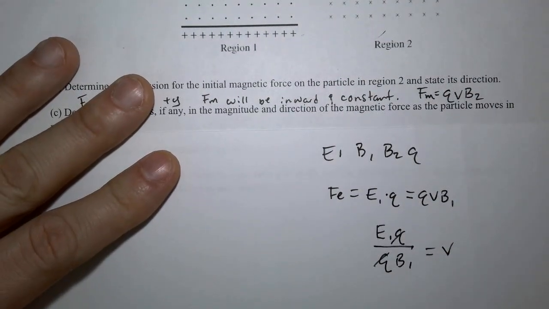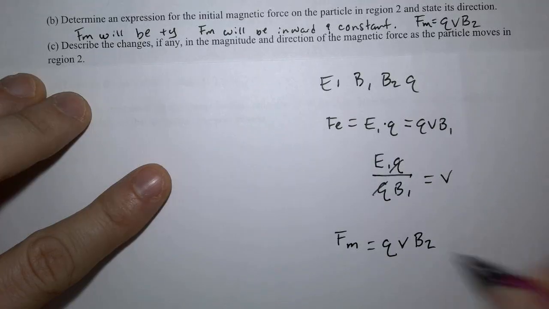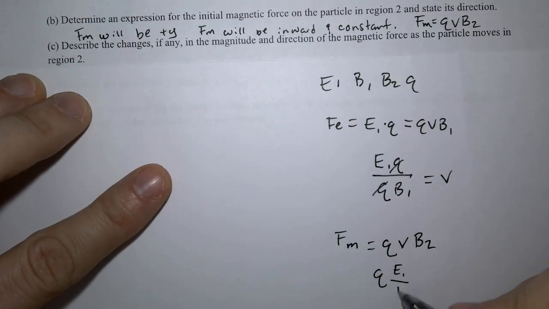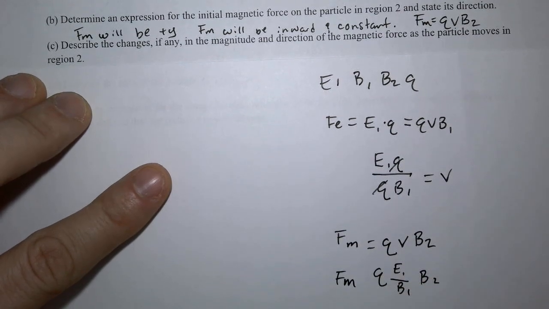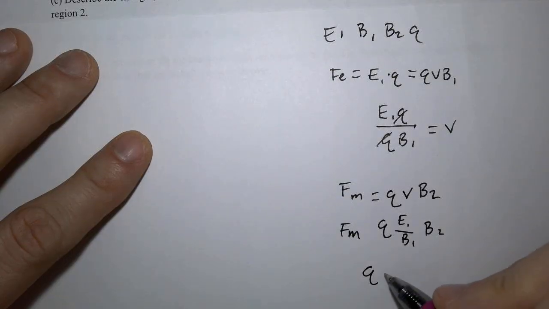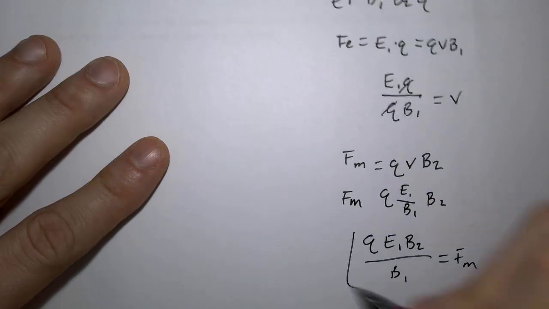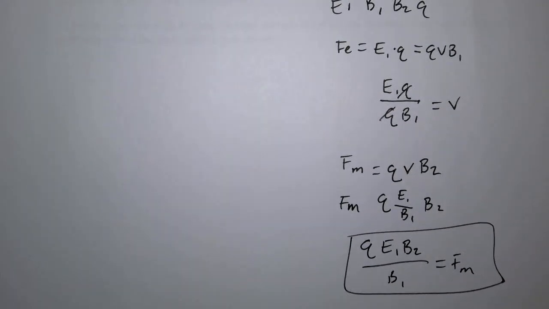The Q's are going to cancel. Our answer was originally force magnetic was equal to QVB2. Well, now I know my V is E1 divided by B1. So there would be our force magnetic equation. And I would clean it up a little bit. I would say Q E1 B2 over B1 is equal to my force magnetic. Done. Okay? So a little bit annoying because we're not allowed V.